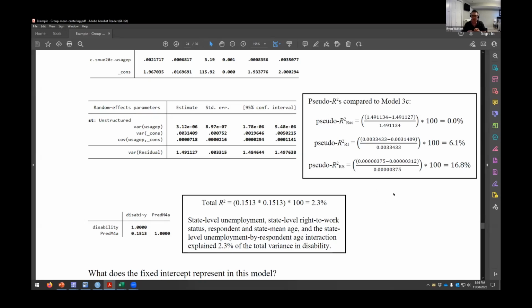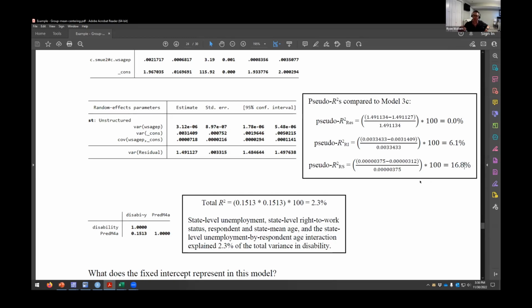So we saw that there was an effect of being older than people in your state via the fixed effect. We saw that there were between group differences in the size of that effect via random effects. And then we explained those differences using the cross-level interaction. Again, there is still what appears to be 83% of variability remaining to be explained in that random slope variance.